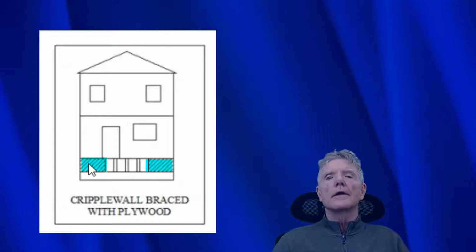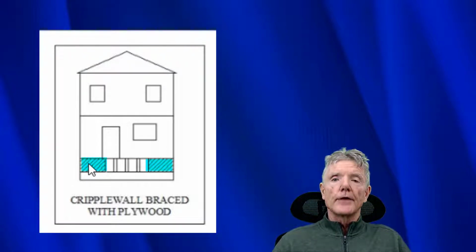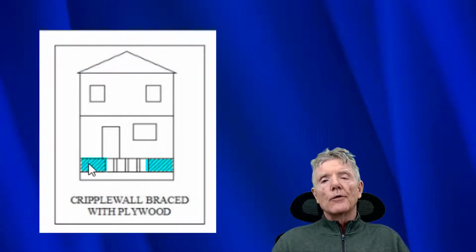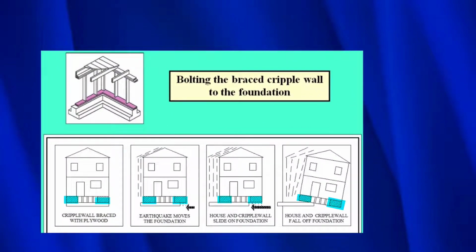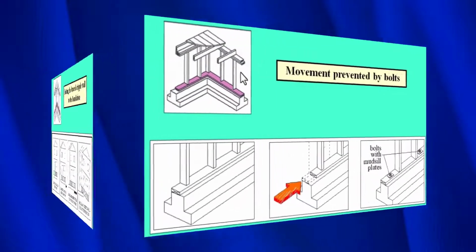The engineering calculations behind FEMA P-1100 tell us exactly how much plywood we need, and we'll go into that in another video. Now that we have braced the cripple wall with plywood on each end, when the earthquake force moves underneath, the house will try to slide off the foundation. And as the earthquake continues, it'll slide more and more until it falls off. Now, the only way to fix that is to bolt the cripple wall to the foundation.